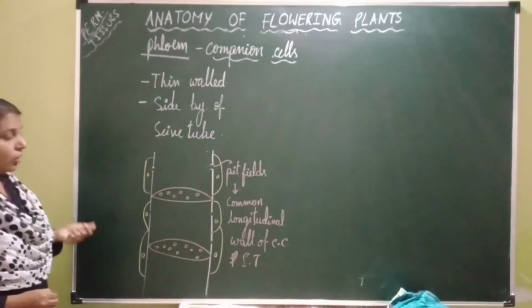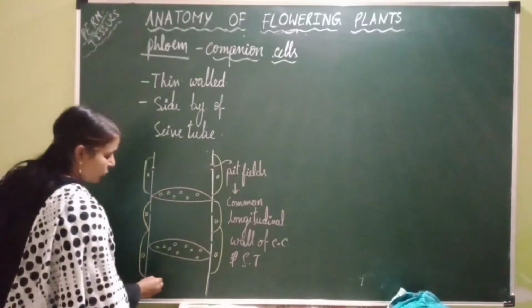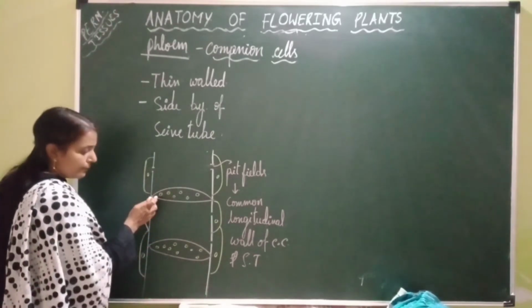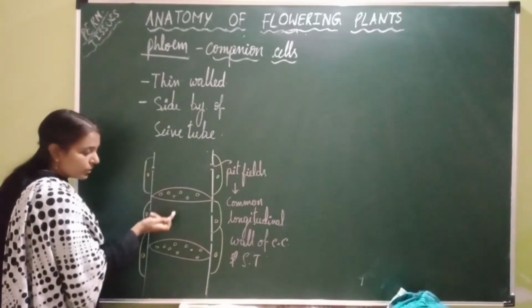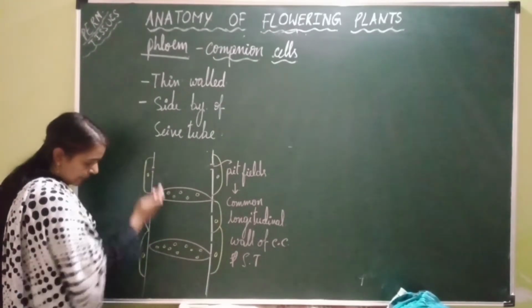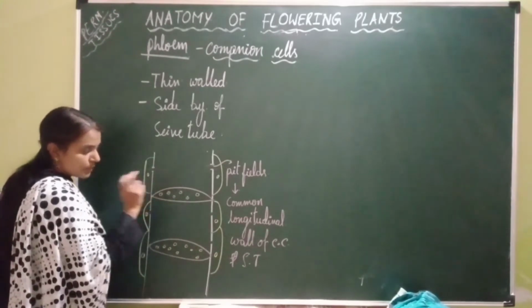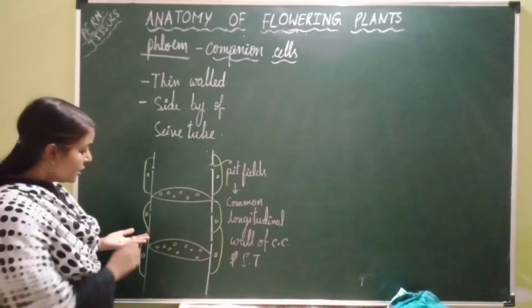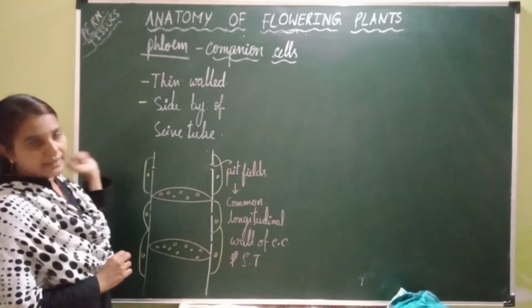Okay, how does food transport occur? Food transport occurs from one sieve member to another sieve member present in the same sieve tube through the sieve pores present in sieve plates. Right. So what is the function of these companion cells now?